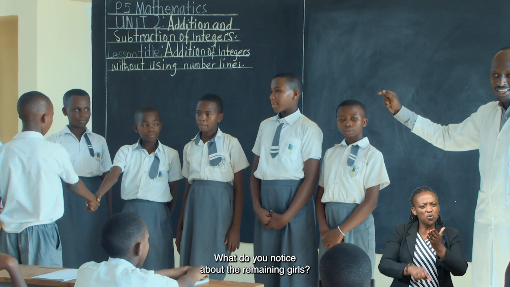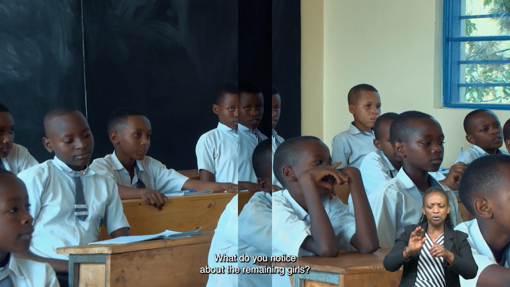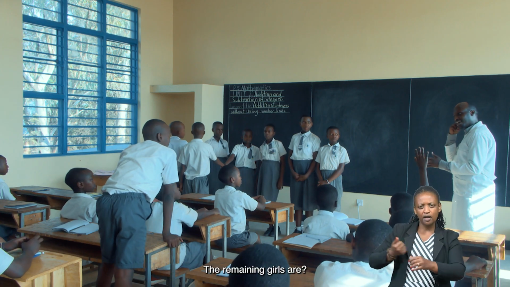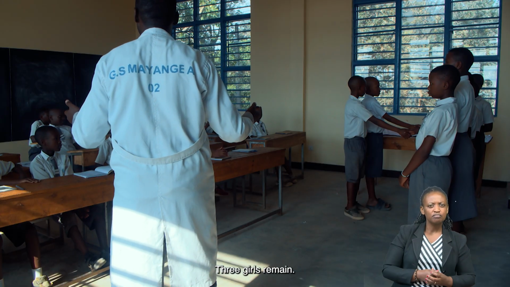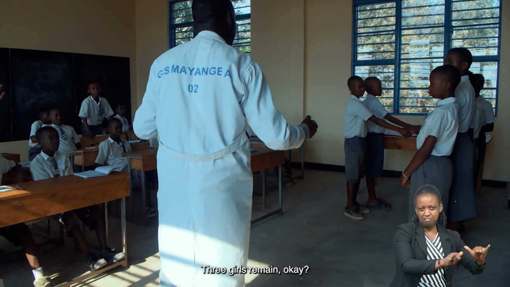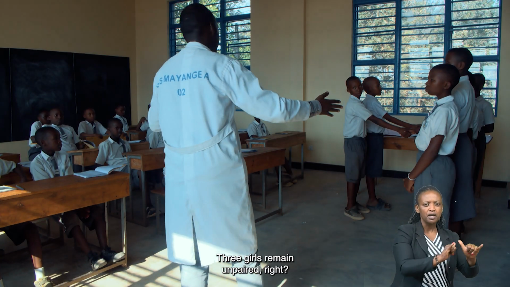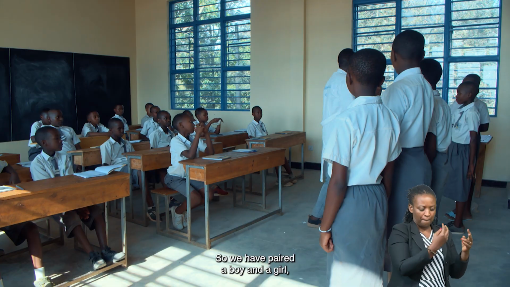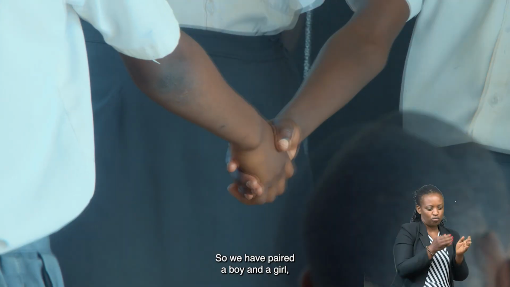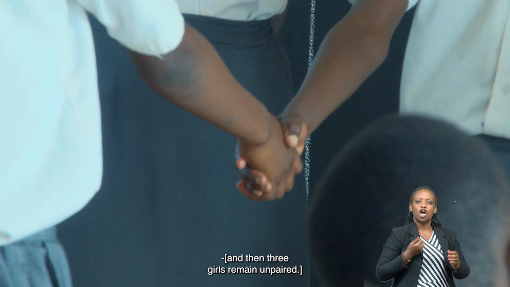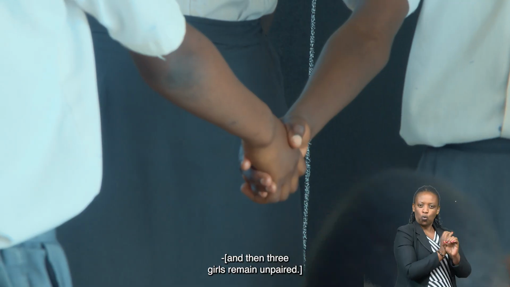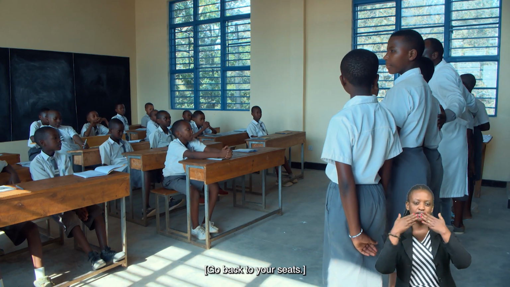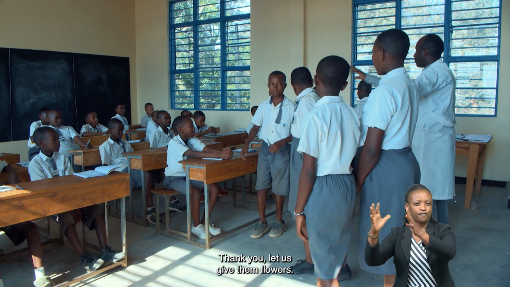What do you notice about the remaining girls? Kamujisha? The remaining girls are 3 girls remain, okay? 3 girls remain unpaired, right? So we have paired a boy and a girl, and then remain 3 girls unpaired. Okay, so you go and sit down. Thank you. Let us give them flowers.